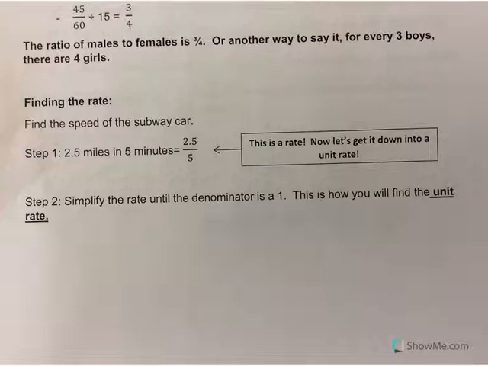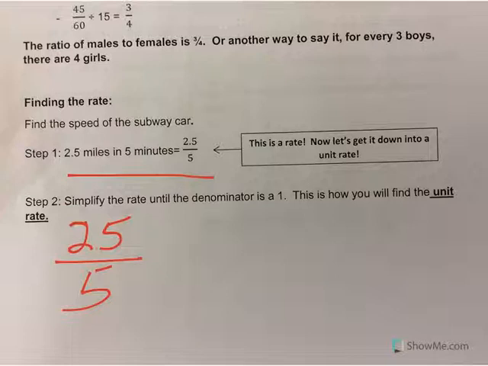Finding the speed of the subway car. So again, the example they gave us was 2.5 miles in 5 minutes. So we would put the 2.5 over 5. And then again, a unit rate is when the denominator is always 1. Currently it is 5. And so to get a number to be 1, we just divide it by itself.